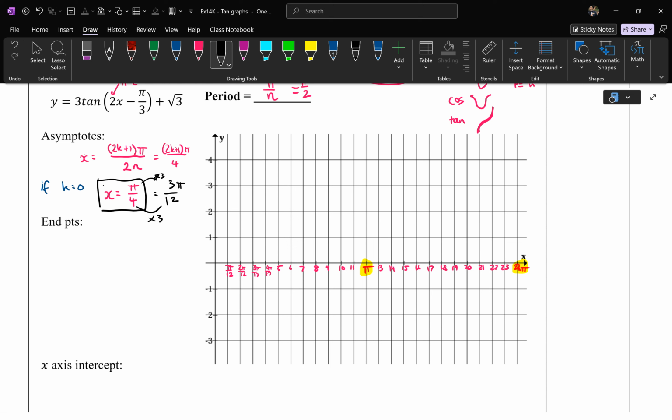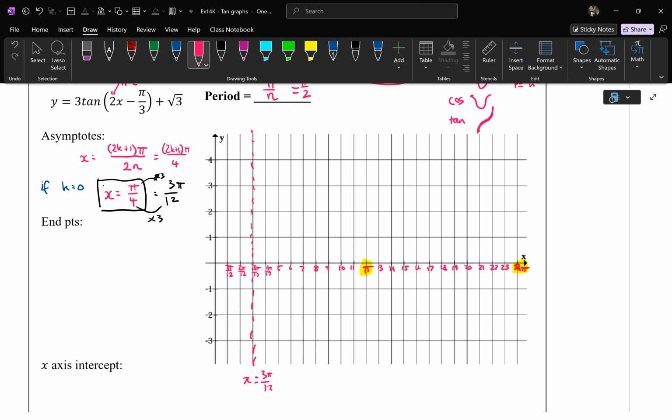But 3 pi on 12 is over here. So here we go, I'm going to highlight it down. Oops, wrong column. Here's my 3 pi on 12. Here's your first one: x equals 3 pi on 12. Great. Now, you know how I said tan graphs are really easy once you know your asymptotes?